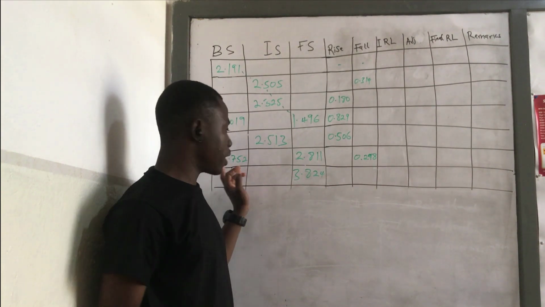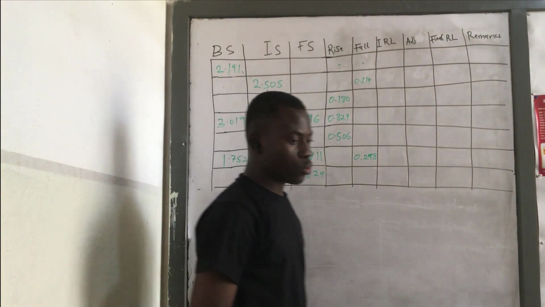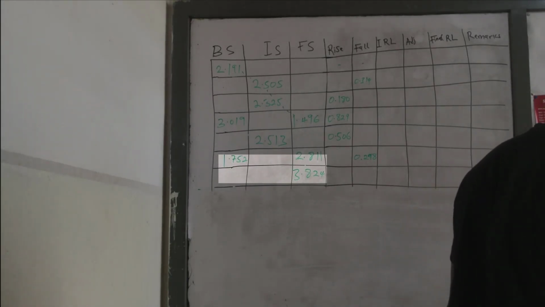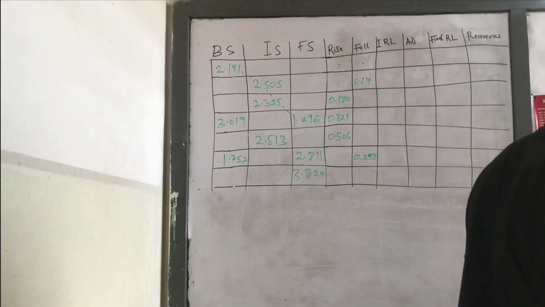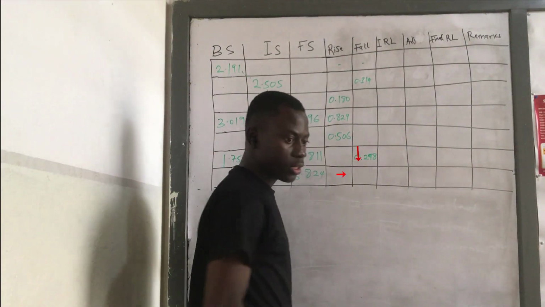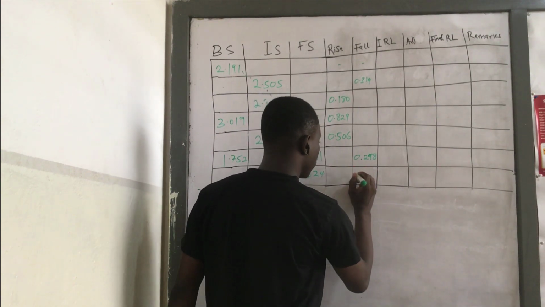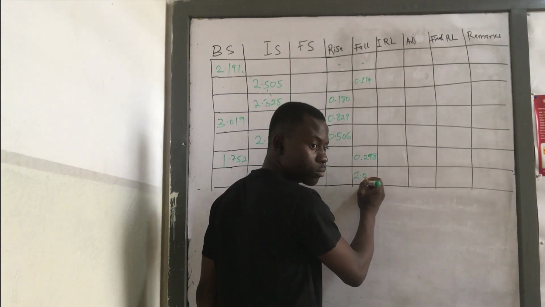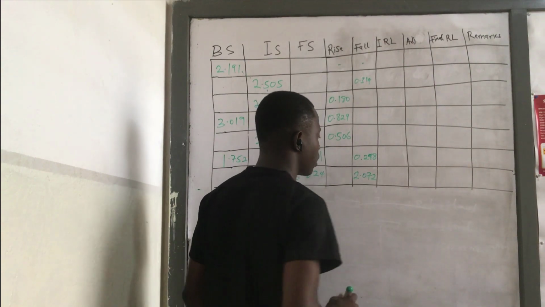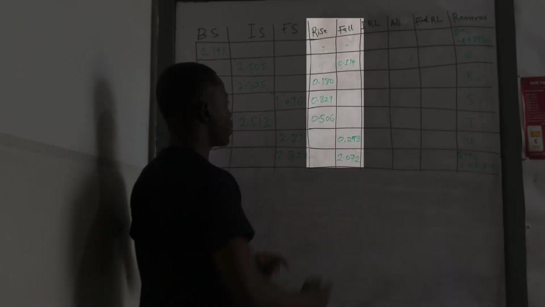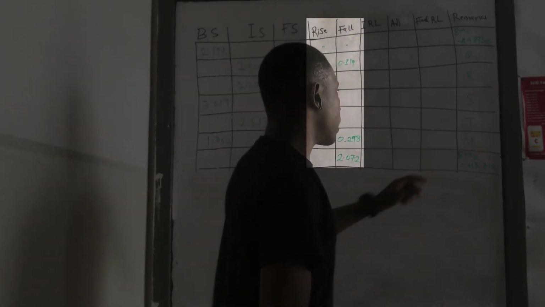There are no intersides on this line. So 1.752 minus 3.824, and we get a fall this time, negative 2.072, right? So I put it here, 2.072, that's a fall. Alright, so now that we are done with our rise and fall columns, now I've updated the remarks column.